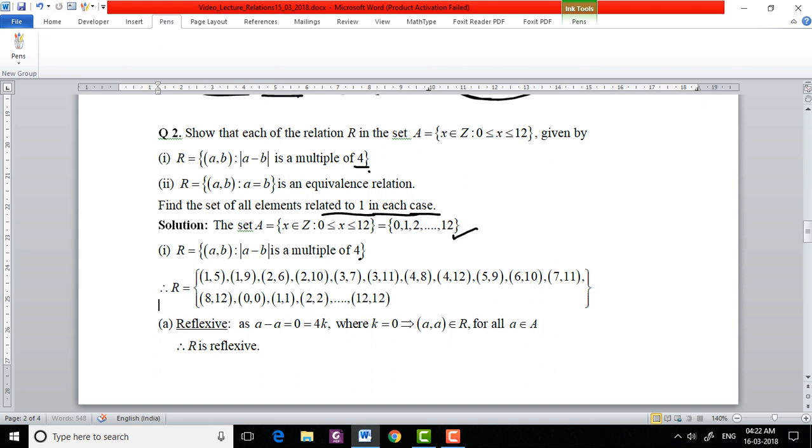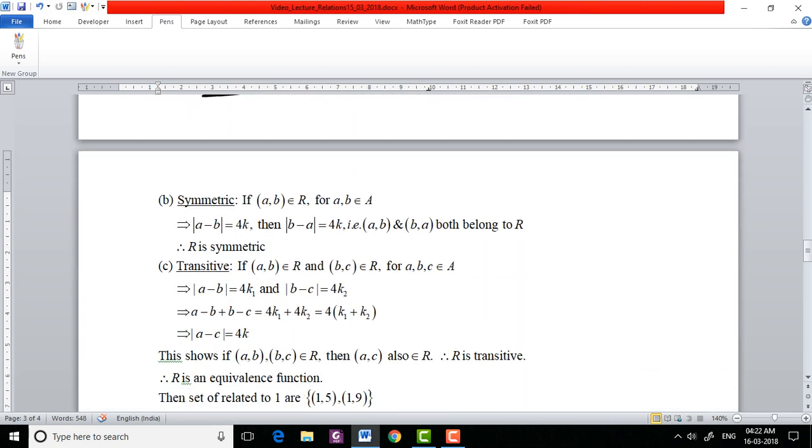Now for the relation to be reflexive, we need to check that all the pairs (a, a) are present in this relation. In general, a minus a is equal to 0, and we know 0 is divisible by every number, or 0 is a multiple of 4. Therefore (a, a) belongs to R for all a belonging to set A. Therefore R is a reflexive relation.